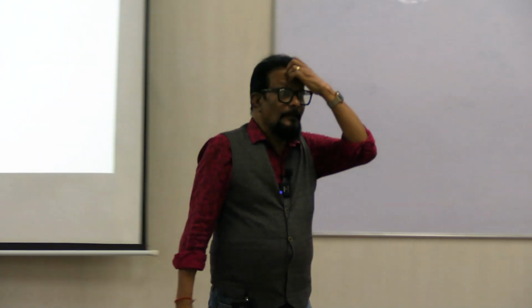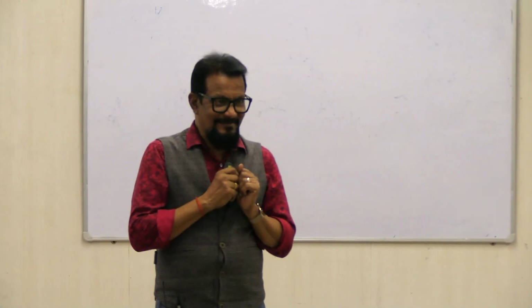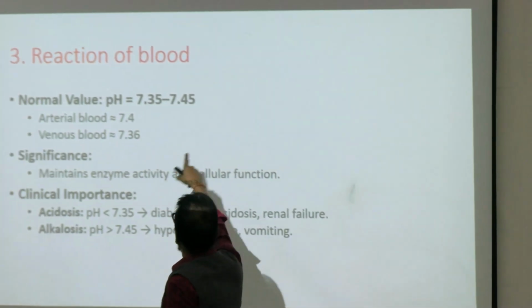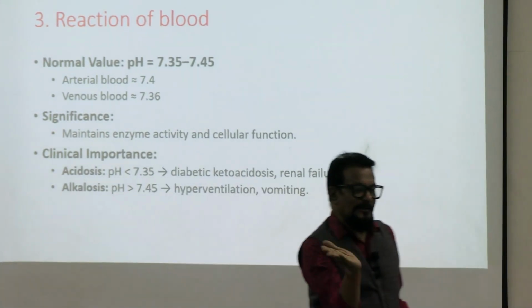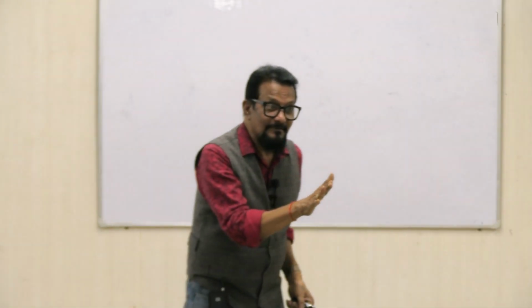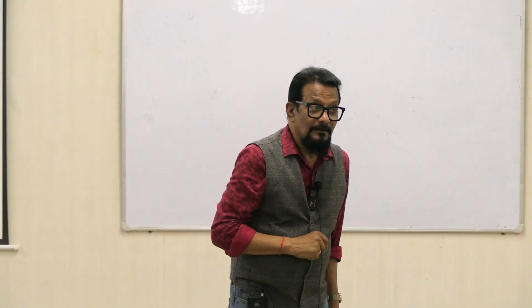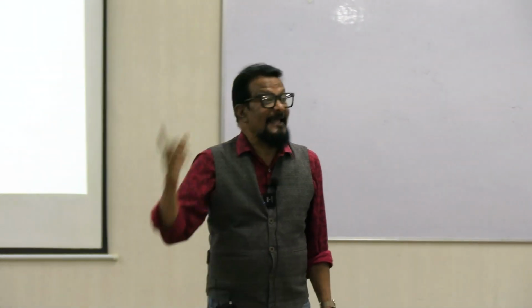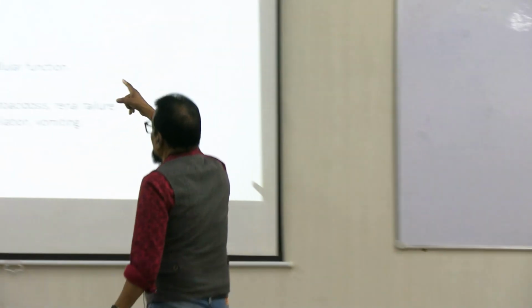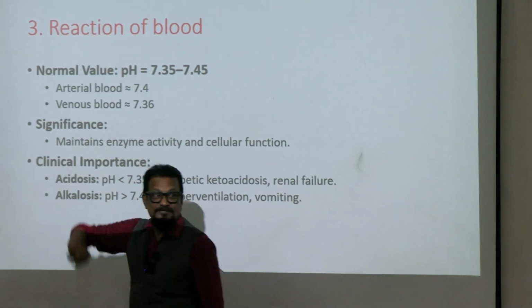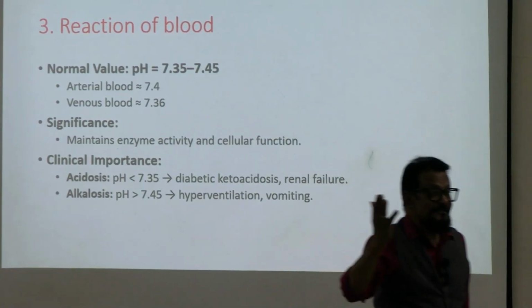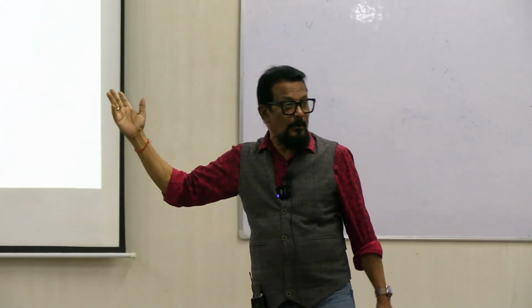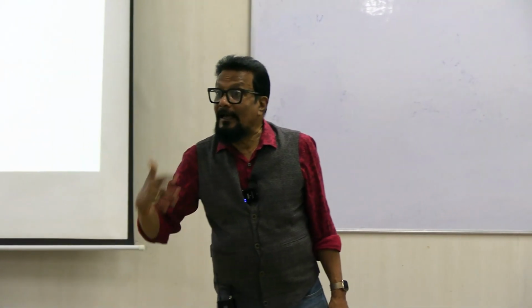Reactions of blood, means pH. Our pH range is 7.35 to 7.45. If the pH becomes below 7.35, the condition is called what? Alkalosis. Sorry, acidosis. Below this, it is going towards acidity. Over this, alkaline. So when blood pH becomes more than 7.45, the condition is called alkalosis.